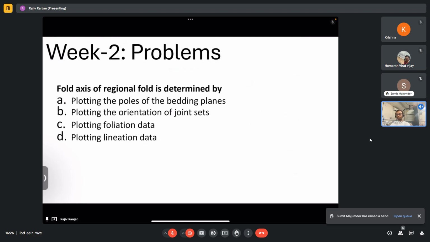Fold axis of a regional fold is determined by: option A, plotting the poles of the bedding planes; option B, plotting the orientation of joint sets; option C, plotting the foliation data; option D, plotting the lineation data. Tell me.